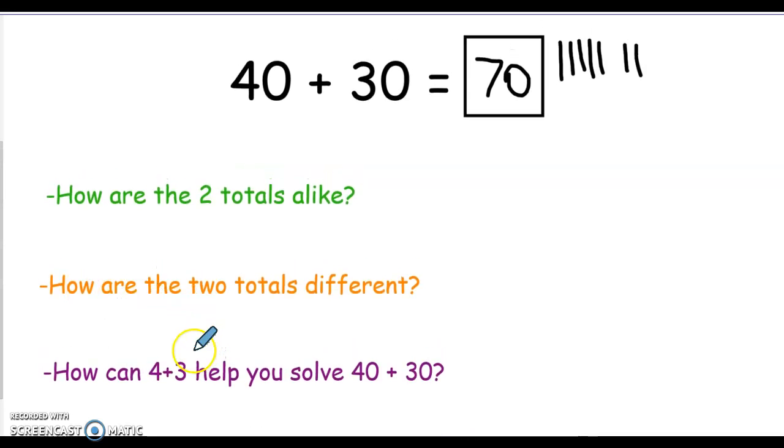So how can 4 plus 3 help you solve 40 plus 30? So if you know that 4 plus 3 is 7, then you know that 40 plus 30 is 70 because we just added that extra 0 on, right? So here we had 7 as our answer, and over here we could just put on that 0, just like they had here.